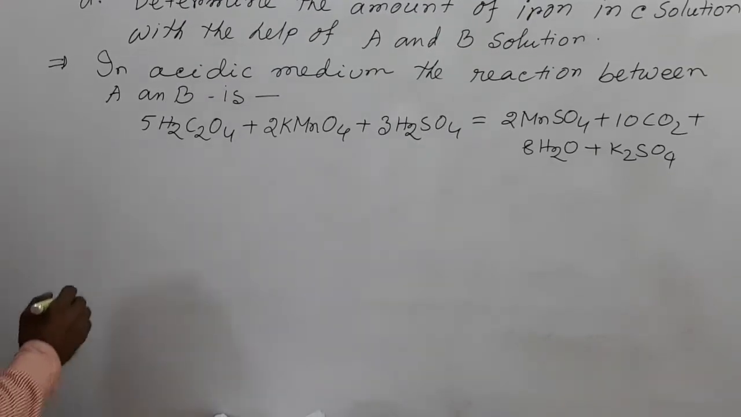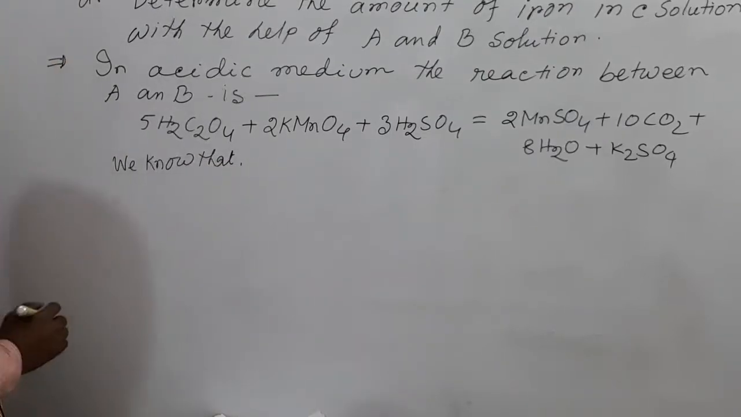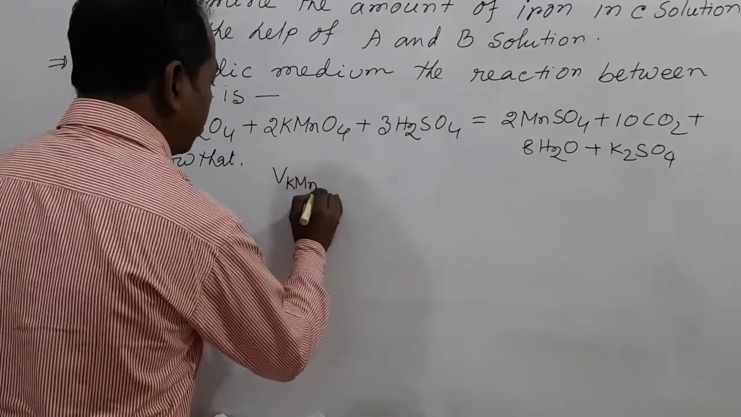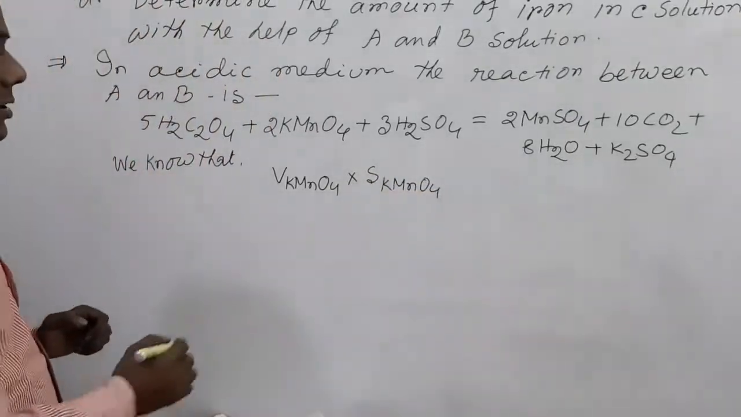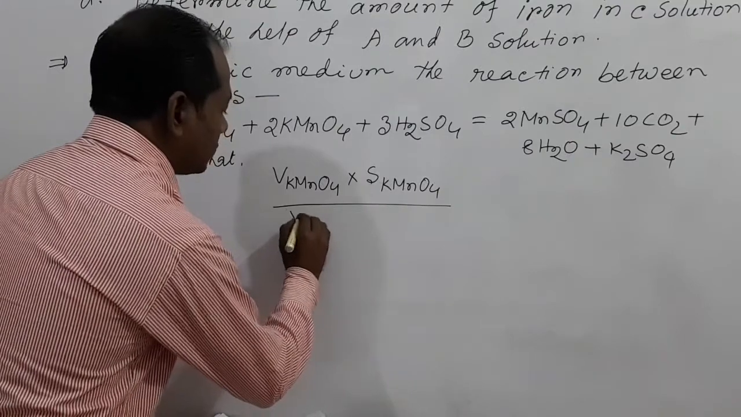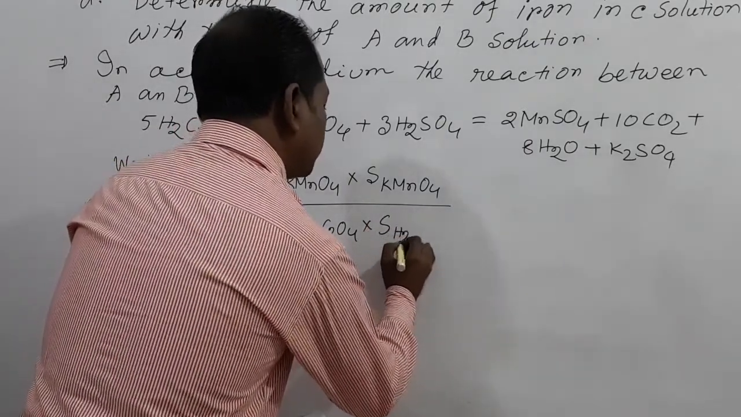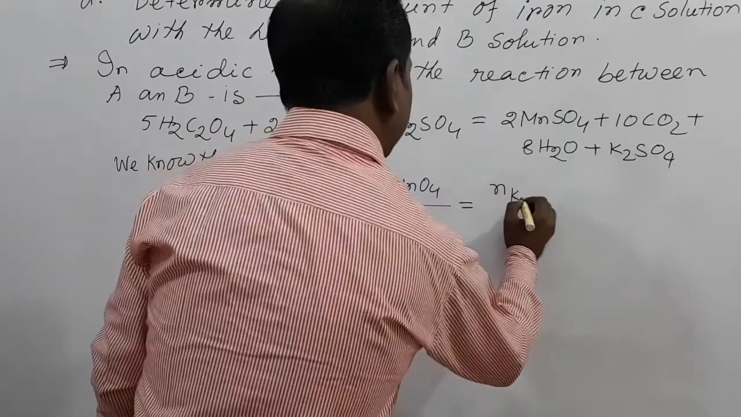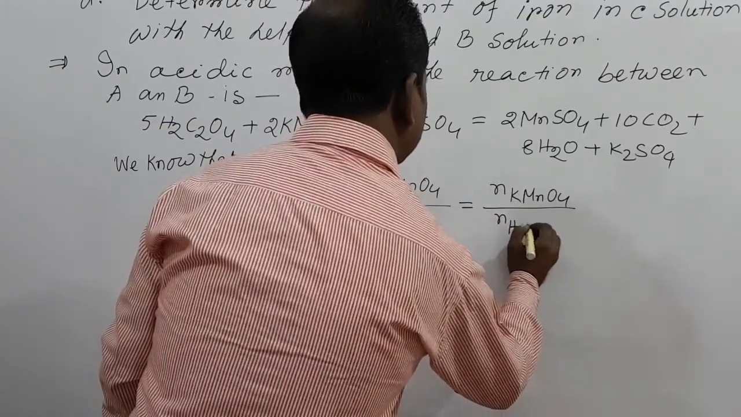So, we know that the volume of potassium permanganate, that means V KMnO4 into S KMnO4, that means concentration of potassium permanganate, divided by volume of oxalic acid H2C2O4 into concentration of H2C2O4, equal to the mole number of potassium permanganate divided by mole number of H2C2O4.